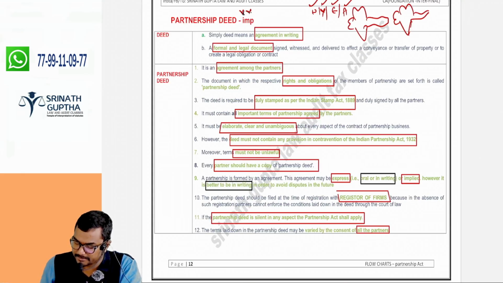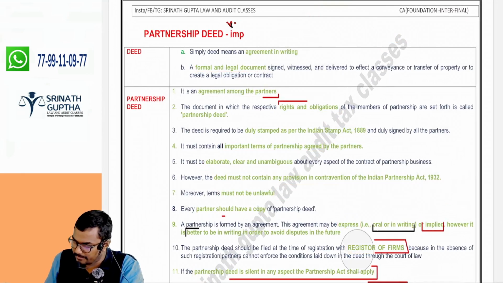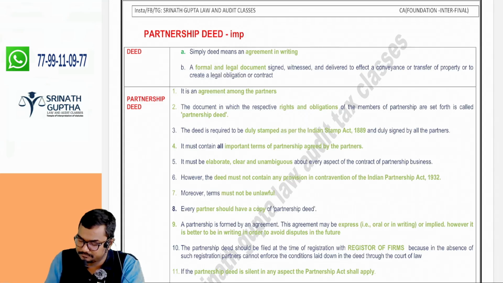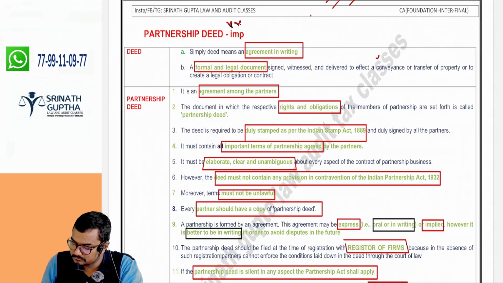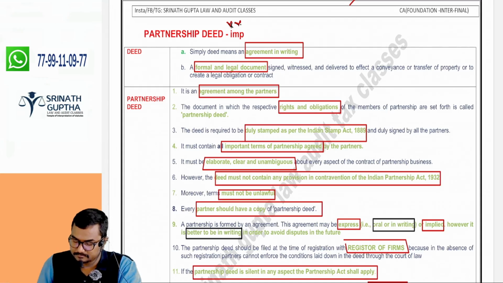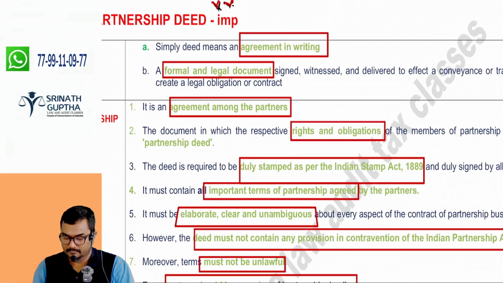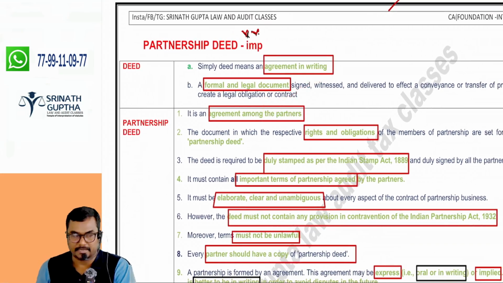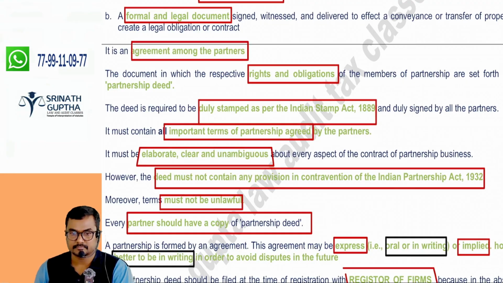Then we discussed the partnership deed. First, what is the meaning of a deed? Then, what is the meaning of a partnership deed? Let us try to understand. A deed is an agreement in writing. A partnership deed is the agreement among the partners. It will contain the rights and duties of the partners. It must be stamped as per the Indian Stamp Act.